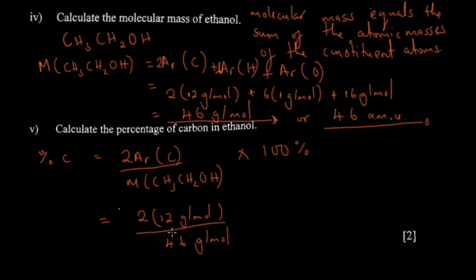I don't know if you guys are allowed to use calculators or not, but essentially this is it for your exam. So 24 divided by 46, times 100%, you get about 52%. You can put the approximation sign here, or if you want, you can say 52.2%. And that's it, we're done with this paper.